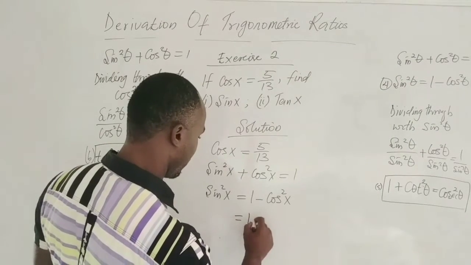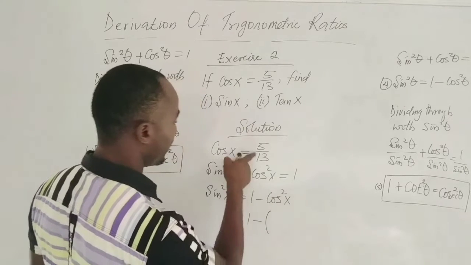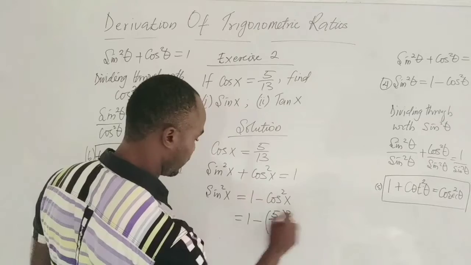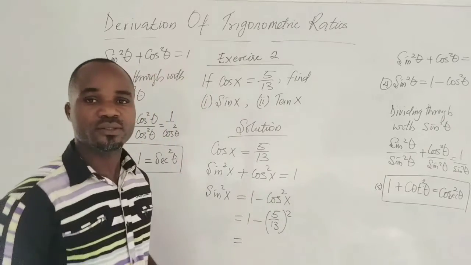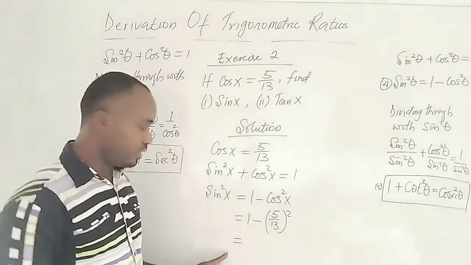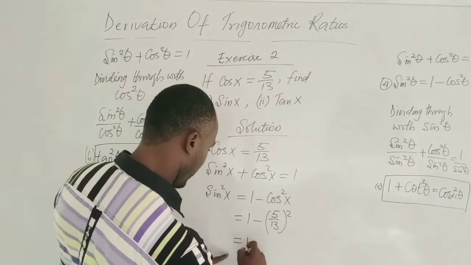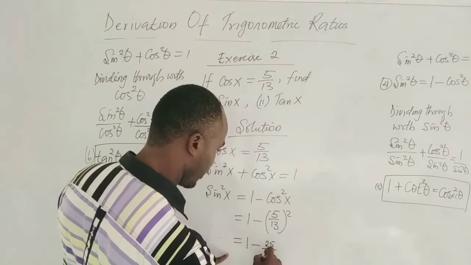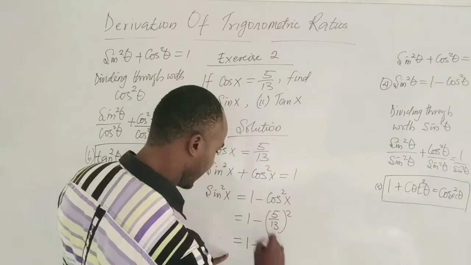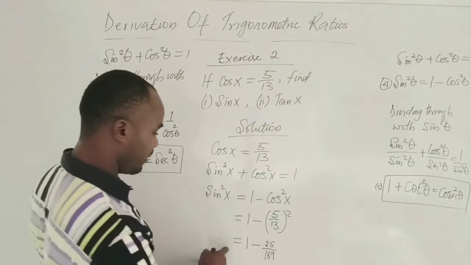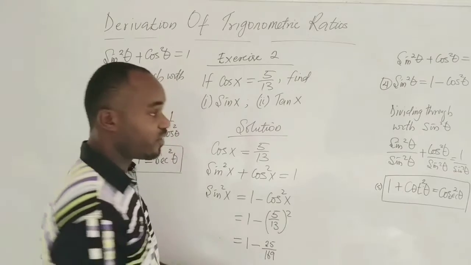Here 1 remains. For cos we have (5/13) squared. Okay? So that is it. Then the next thing we are going to consider is 1. 5 squared will give us 25, 13 squared will give us 169. Remember, we are still working on this. This is the point we are at, but that's not the final point.